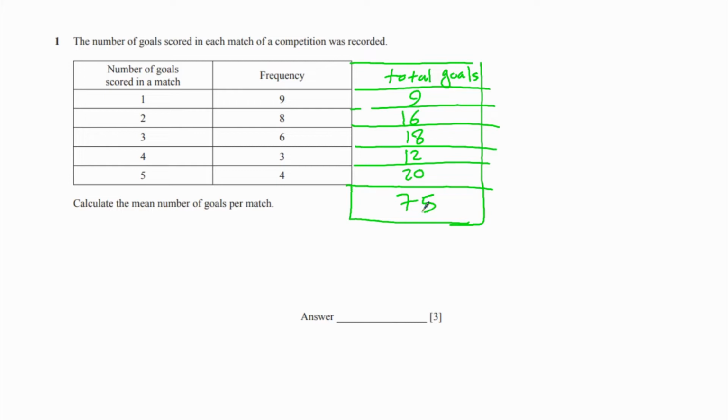Then it says calculate the mean number of goals per match. So we need to find the total number of matches. If we add these frequencies together, it gives us the total number of matches. So 9 plus 8 is 17, plus 6 is 23, plus 7 is 30. So the mean value would be 75 divided by 30, which is 2.5. So the answer for this question is 2.5.